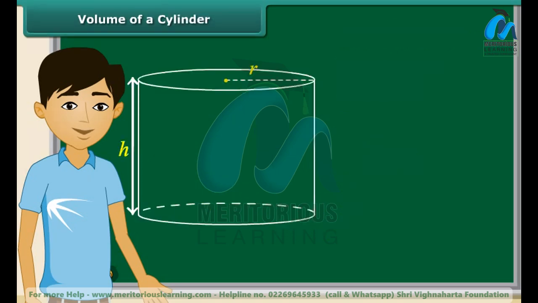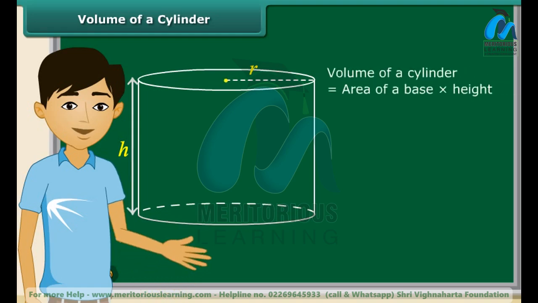Now students, we will calculate the volume of this cylinder, which is very easy to calculate. This cylinder has radius r and height h. Well, for calculating volume, we will multiply area of a base with the height. So, volume of a cylinder is equal to pi r square h. Well, let us try an example.